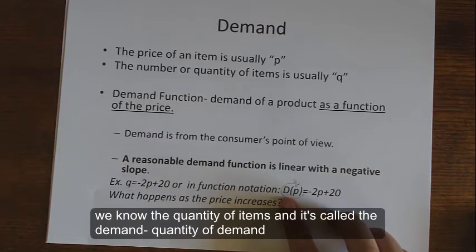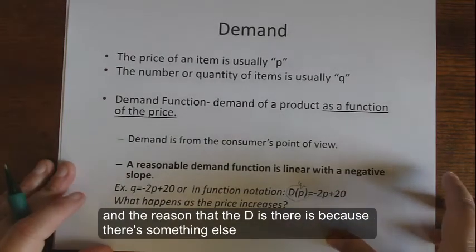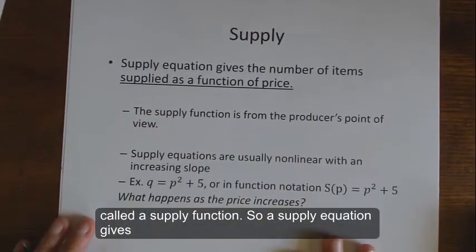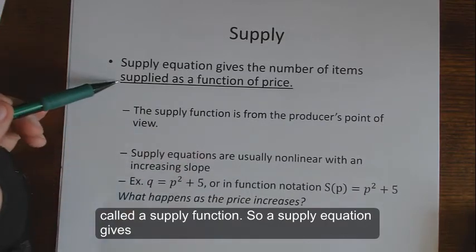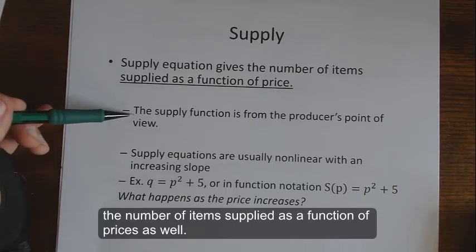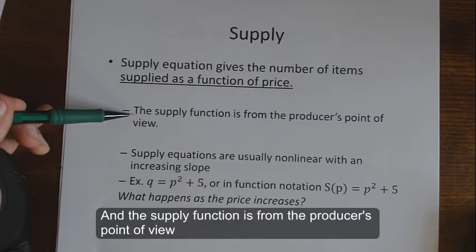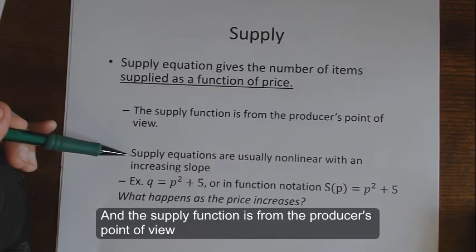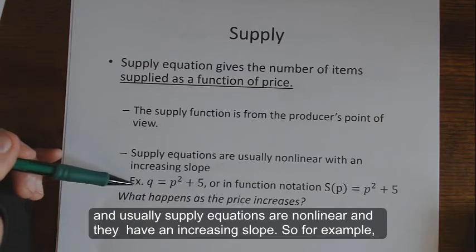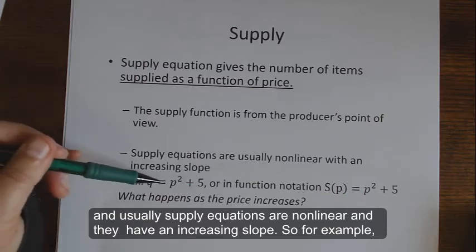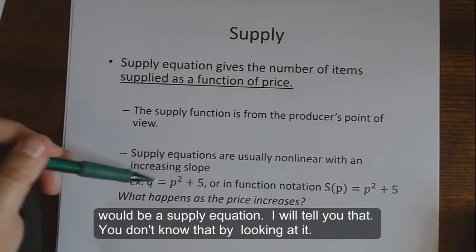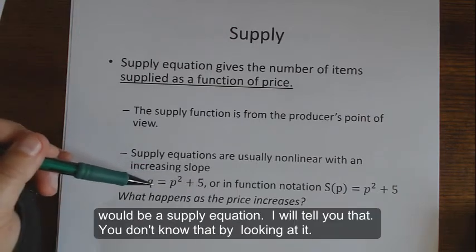And the reason that the D is there is because there's something else called a supply function. So a supply equation gives the number of items supplied as a function of price as well. And the supply function is from the producer's point of view. And usually supply equations are nonlinear and they have an increasing slope. So for example, Q equals P squared plus 5 would be a supply equation. I would tell you that. You don't know that by looking at it.